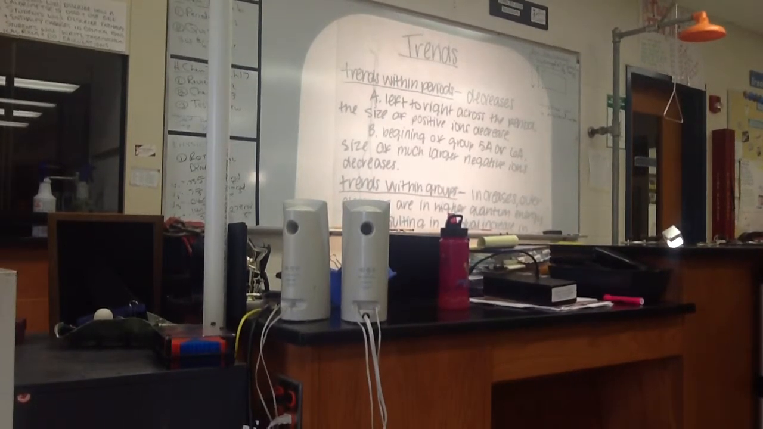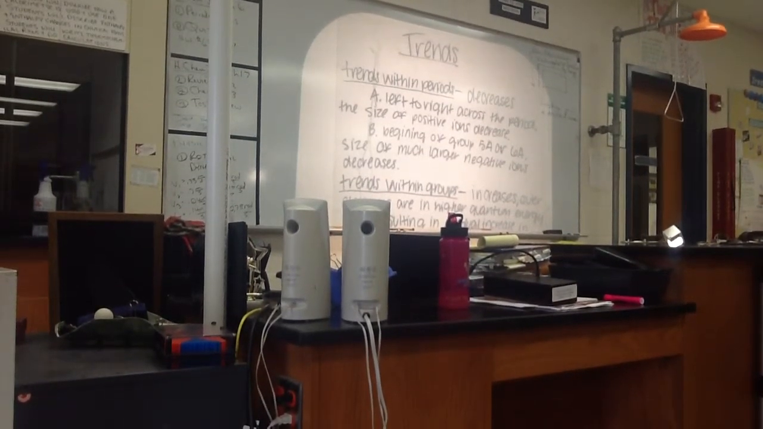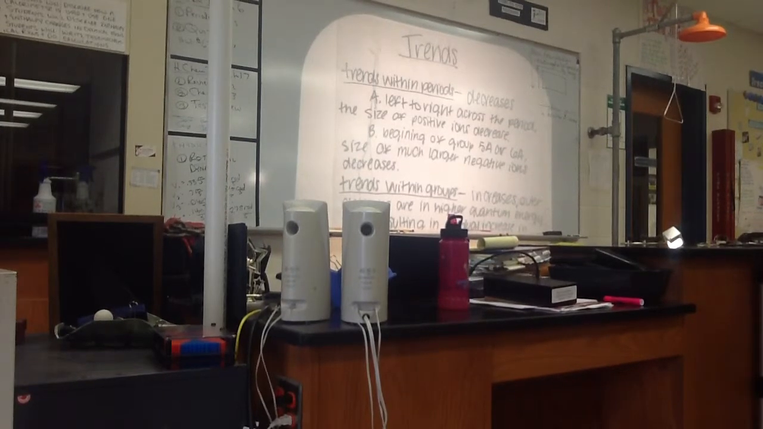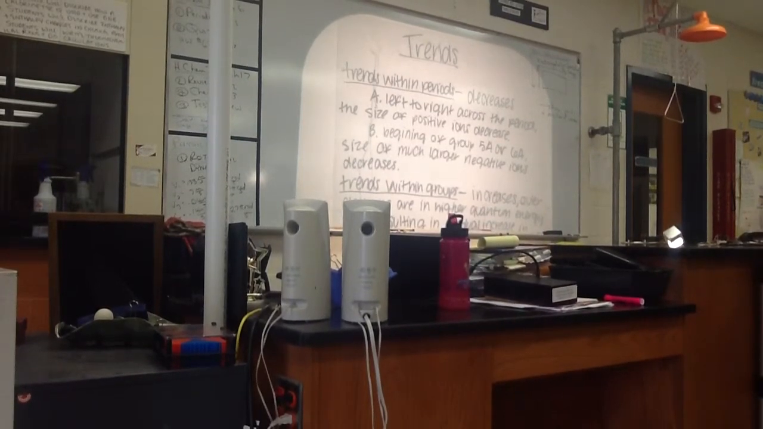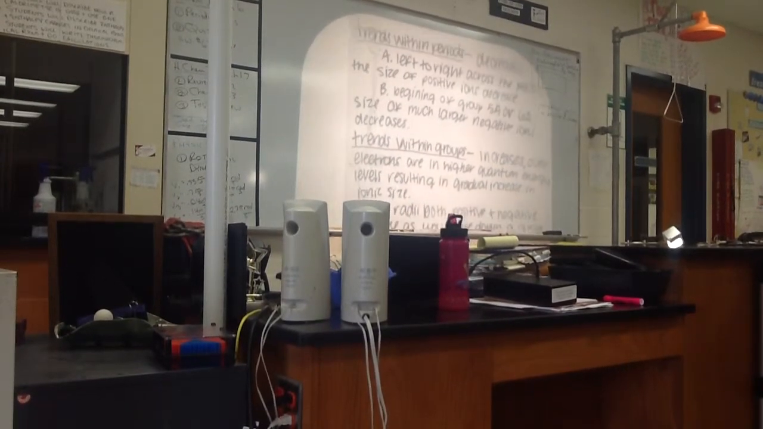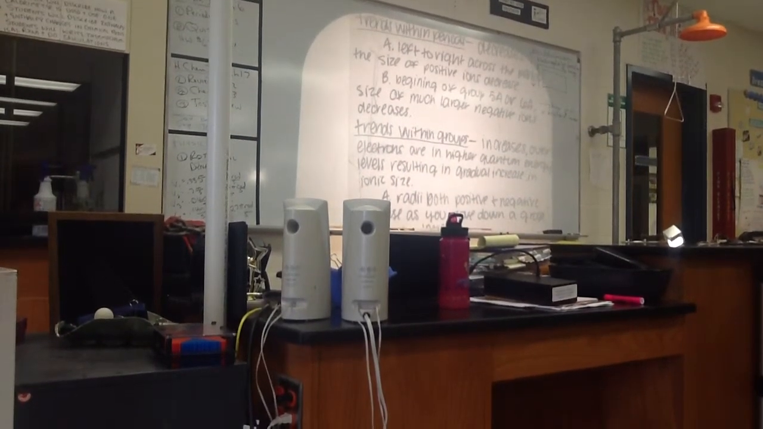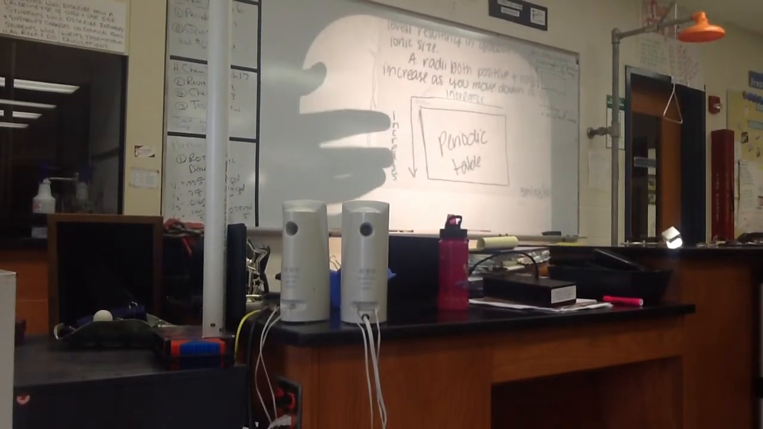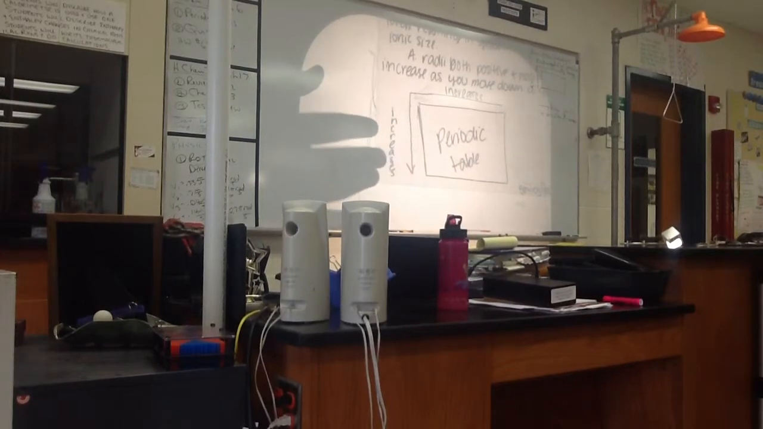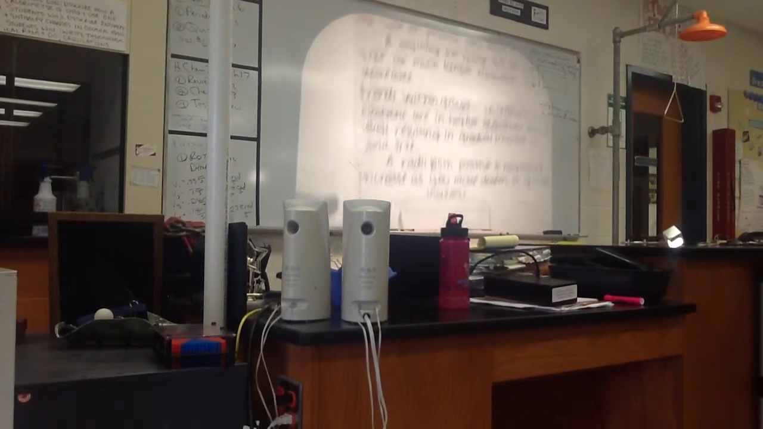Across the period, left to right, the size of positive ions decreases. Beginning at group 5A or 6A, the size of the much larger negative ions decreases. So what this is saying is that on this left side, you can use the periodic table, so here, it increases.